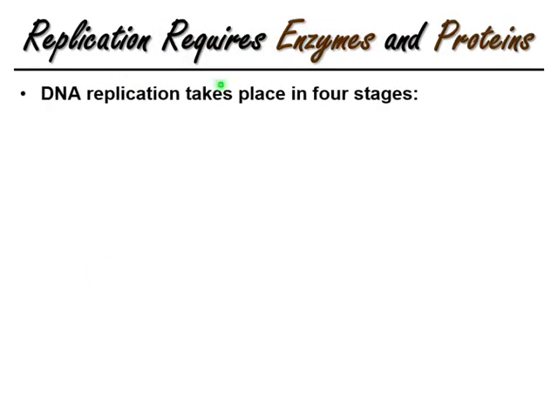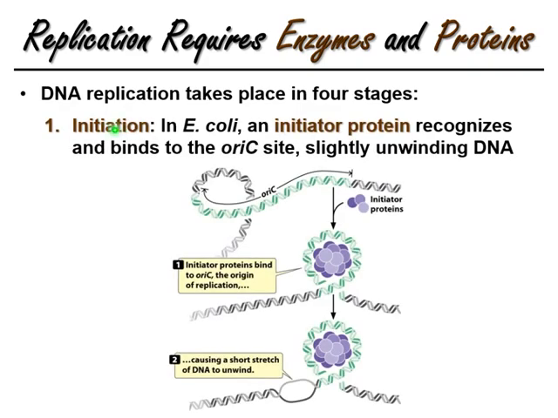And so DNA replication takes place in 4 stages. Those are the same stages you run into all over the place. You know that there's going to be some sort of initiation, some sort of elongation, some sort of termination. Those are 3 that you find in all sorts of different processes, say, transcription and translation. Well, DNA replication starts with initiation. In E. coli, so this is in prokaryotic cells, there's an initiator protein that recognizes and binds to the origin of replication, slightly unwinding the DNA. And then you can start to form your replication bubble.